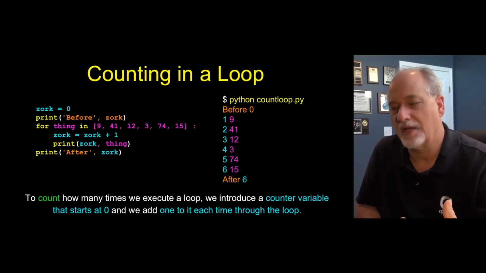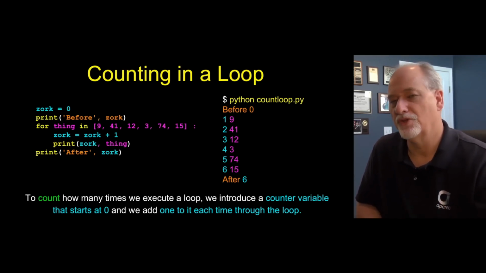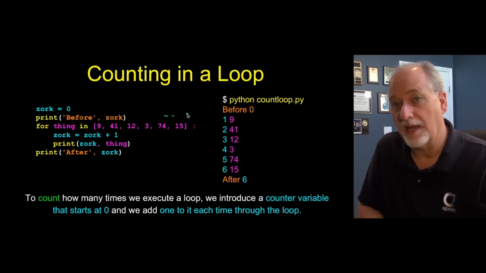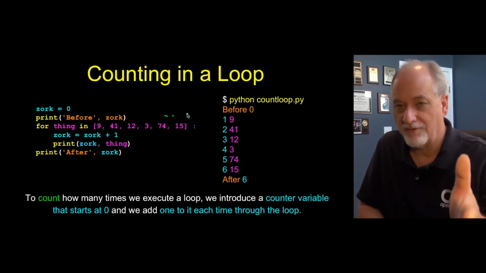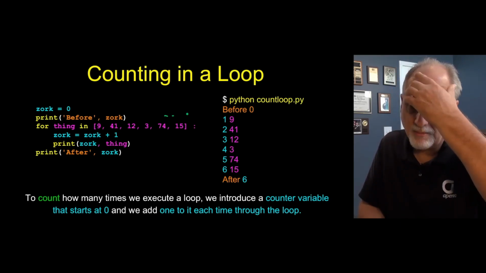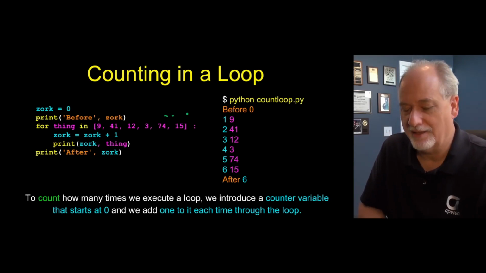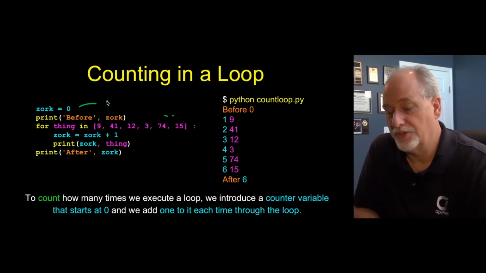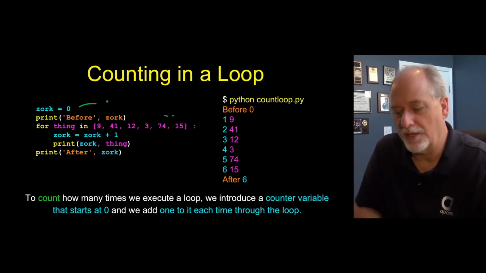And so the notion of counting, you have to assume that you don't really know, that there's going to be a lot more than just 6. But for now, we're just going to do 6, and we're going to count how many things that we see in this loop. And the pattern is simple. You set a variable, Zork, to 0 at the beginning. We often call this variable count in mnemonic.